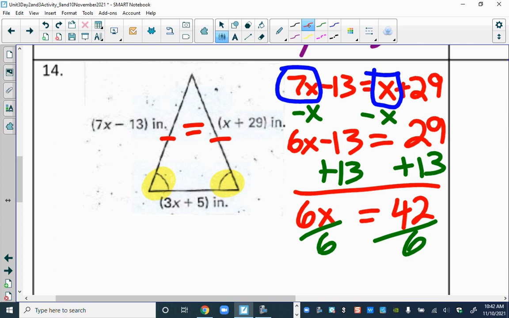There you go. Then you get X equals 7. Yep, great job. And then if you were asked, okay, plug that 7 in, and then solve. The two sides should be the same.